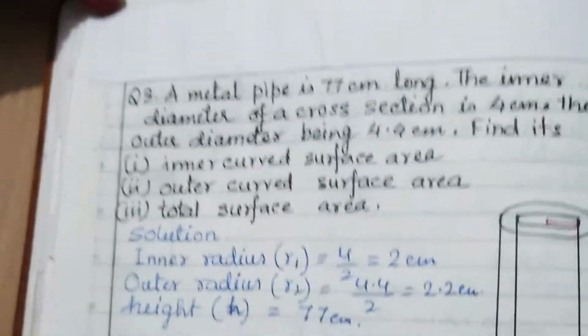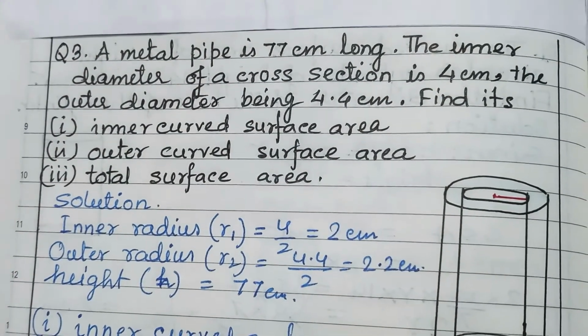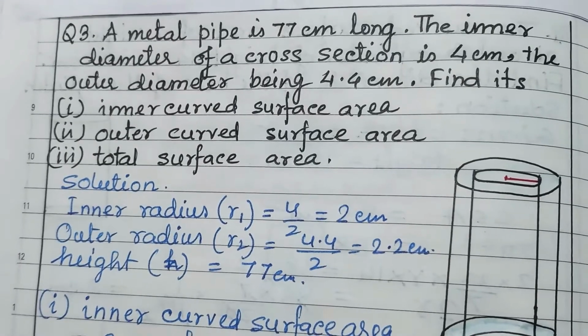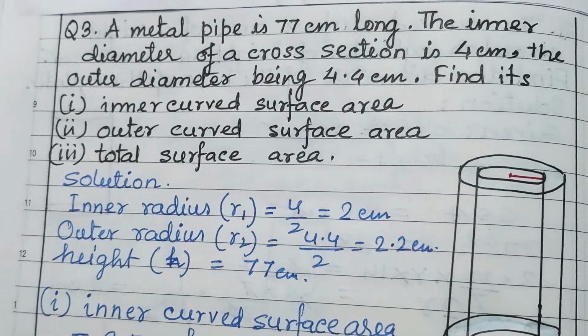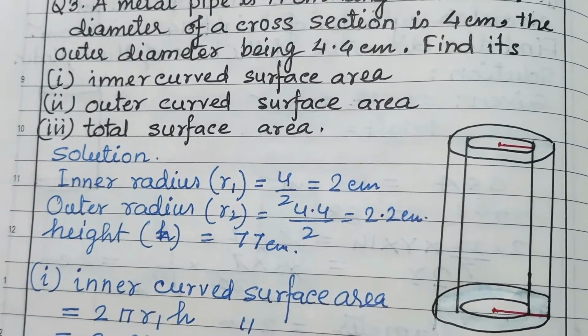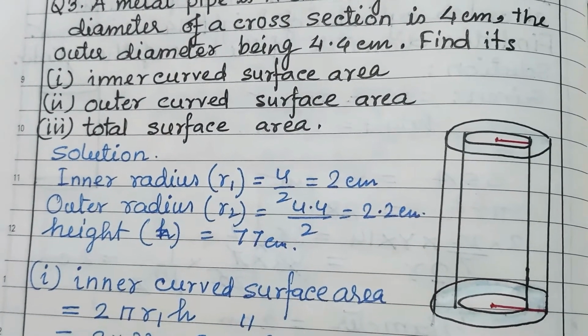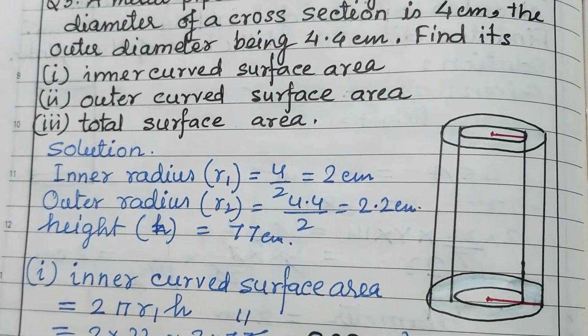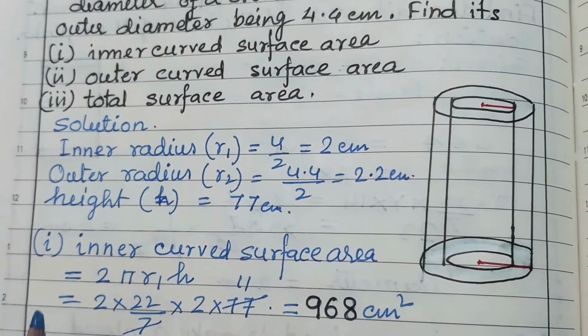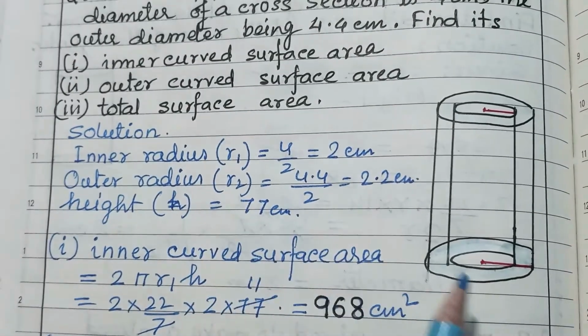Okay. Next, question number 3. A metal pipe is 77 centimeter long. The inner diameter of a cross section is 4 centimeter, the outer diameter being 4.4 centimeter. Find its inner curved surface area. That is the first question. The second question is the outer curved surface area. The third one is the total surface area. Okay, 3 points you have to find out.